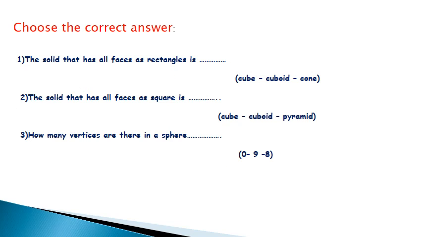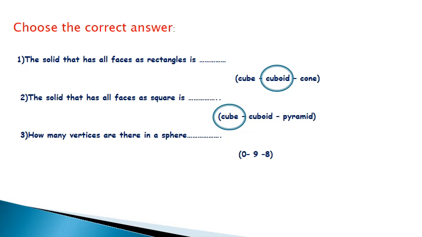Choose the correct answer. Number one, which solid has all its faces like a rectangle? Yes, it's a cuboid. Number two, which solid has all its faces like a square? Yes, it's a cube.